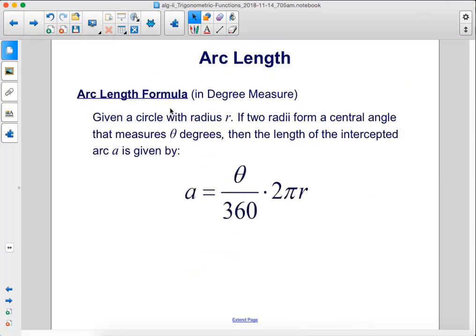Here's the arc length formula. Given a circle with radius r, if two radii form a central angle that measures theta degrees, then the length of the intercepted arc A is given by A equals theta over 360 times 2 pi r.